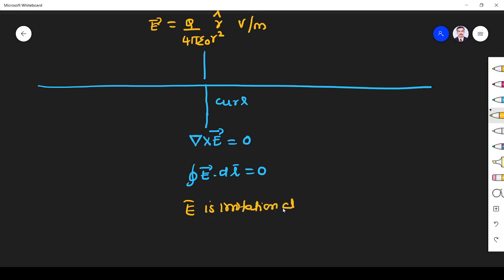We know that electric field will diverge. Say if you have a positive charge, the electric field will go outward like this. We never have a rotational electric field. So the electric field is irrotational.